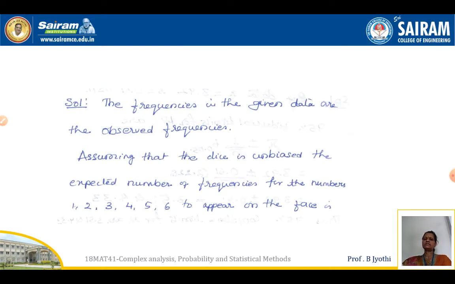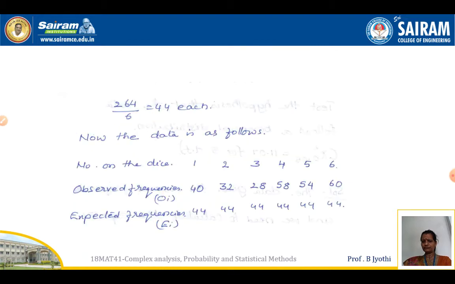The frequencies in the given data are the observed frequencies. Assuming that the die is unbiased, the expected frequency for the numbers 1 to 6 appearing on the face is the mean. We are throwing 264 times, and dividing that by 6, each number should appear 44 times.